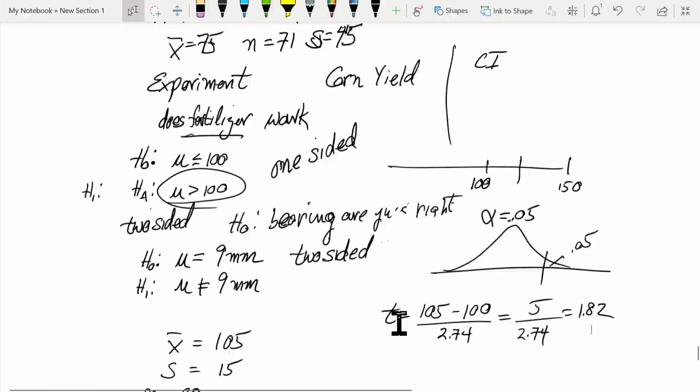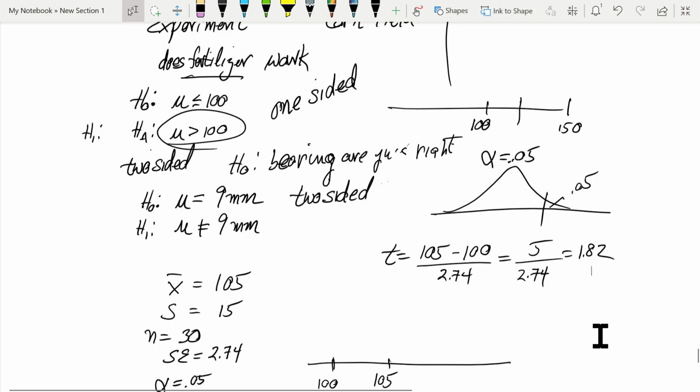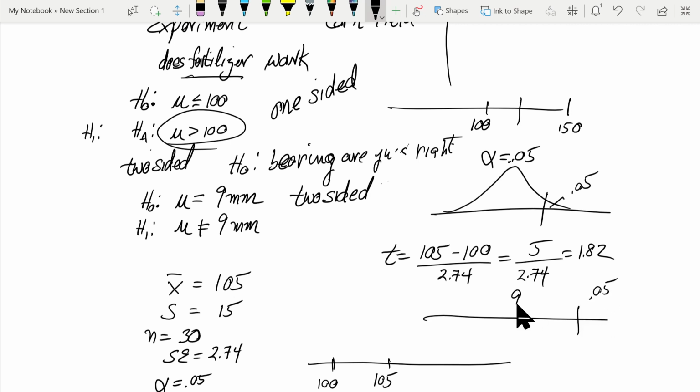Here, I have one tail. I don't need 2.5 here and 2.5 here. I'm going to put all 5% in my rejection region, and the alternative points to the rejection region. It's on the upper end. I need to compare 1.82 to the cutoff of 95%, but it's all on one side. So I have 0.05 here and 95% there.